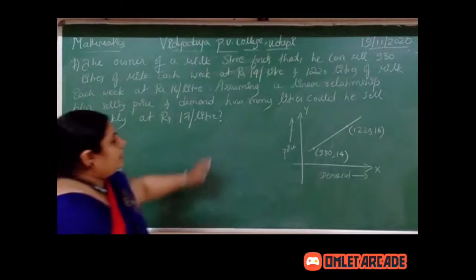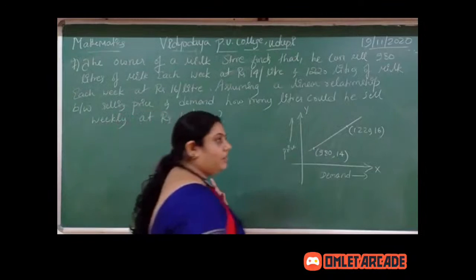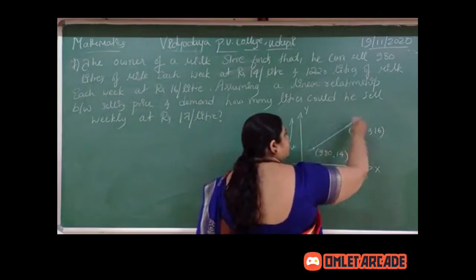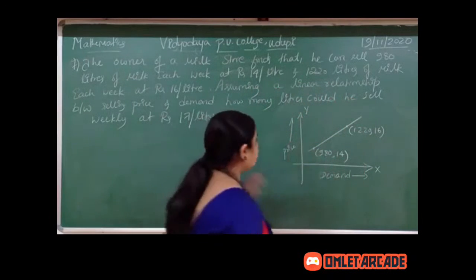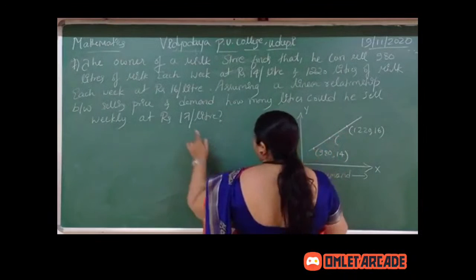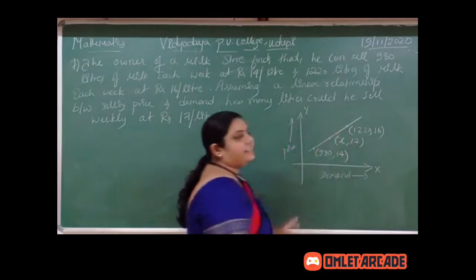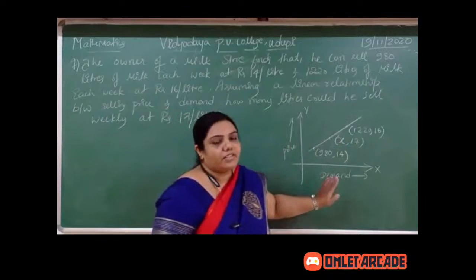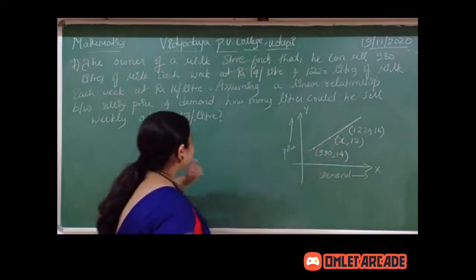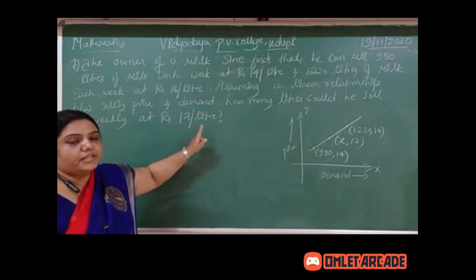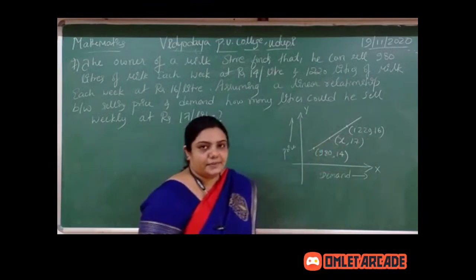What we need to find here? How many liters could he sell weekly at rupees 17 per liter? Again, this point is also on the same line because we have assumed a linear relationship between these two, isn't it? The y coordinate is given, you need to find the x coordinate, the demand in that particular week. You need to find how many liters of milk he can sell at 17 rupees per liter. So I have taken 17 as the y coordinate, you need to find x.